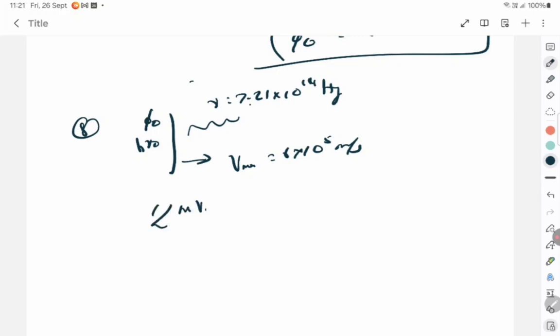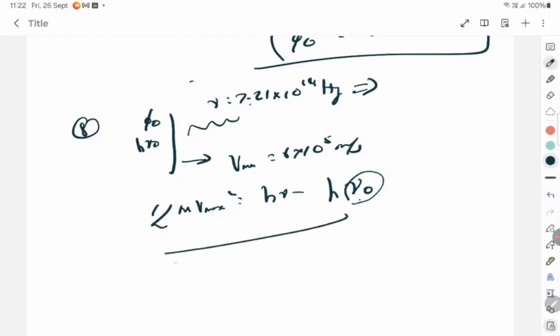Therefore, you have to write half m v max square is equal to h mu minus h mu naught, where h mu is here. You multiply this with h, you get h mu. H mu naught is the work function. No, the question is about threshold frequency, not about the work function. So keep it as h mu naught only. The question is about mu naught.